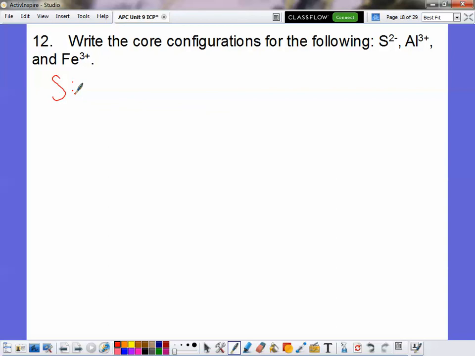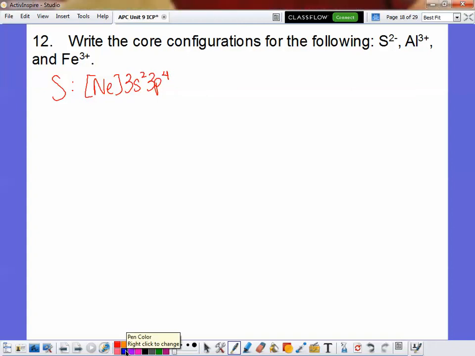Or I guess we don't even need to do the orbital diagram. I'll do that with iron. But for sulfur, what is the sulfur atom's core configuration, or noble gas configuration? Ne 3s2, 3p4. So to make it S2-, what did it do? It gained 2 electrons.